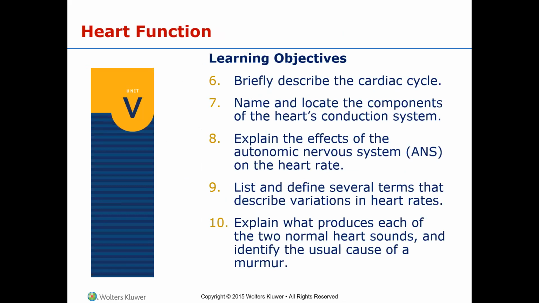Okay, so next we're going to look at the function of the heart, describe the cardiac cycle, and locate the components of the conduction system. We'll look at the effects of the autonomic nervous system on heart rate, then list and define some terms related to heart rate, and then understand normal as well as unusual heart sounds.